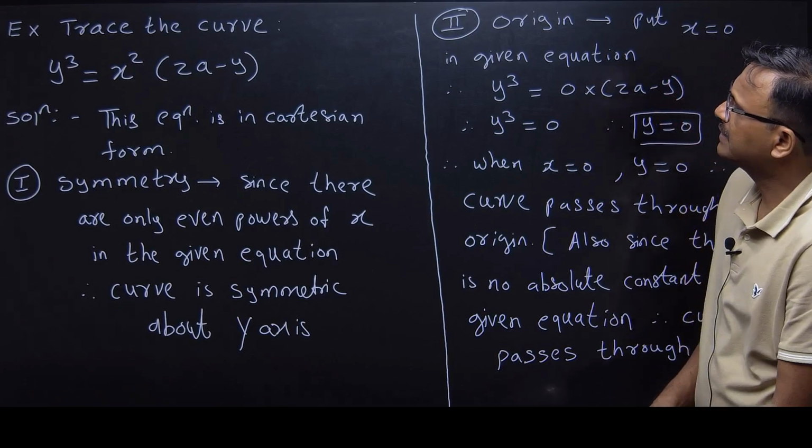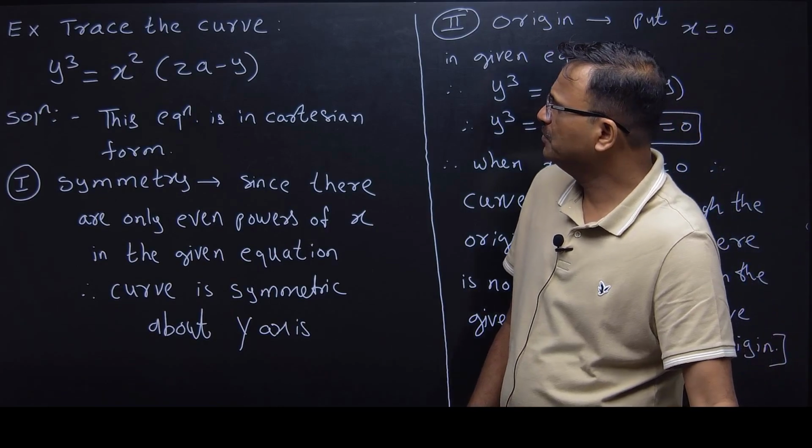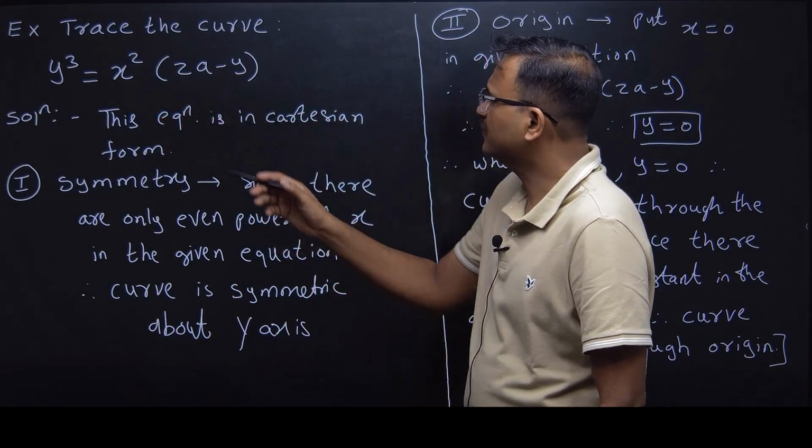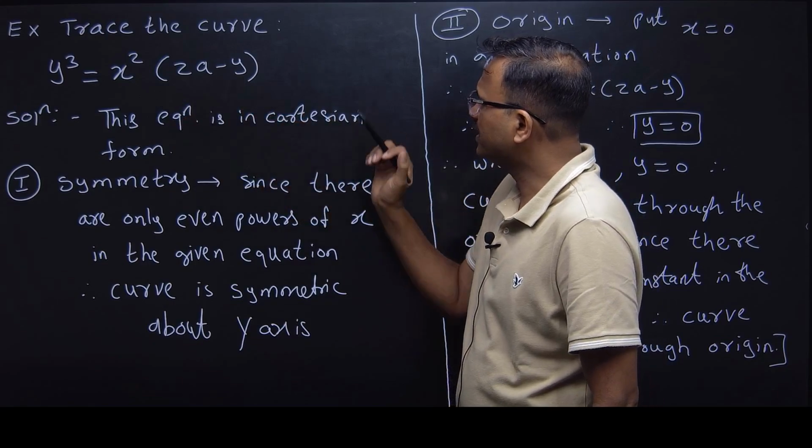Yes, we'll trace this curve. y cube is equal to x square into 2a minus y. We have to trace this Cartesian curve. y cube is equal to x square into 2a minus y.